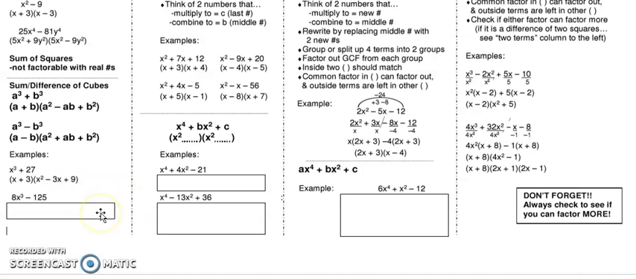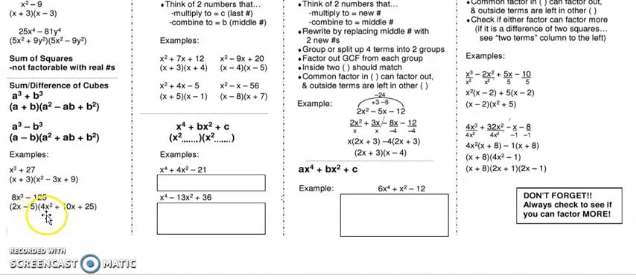Pause the video again at this point to try the next one. This one is the same thing as (2x) cubed minus 5 cubed. So this time your a is 2x and your b is 5. So your factored form would start with a minus b, or 2x minus 5.